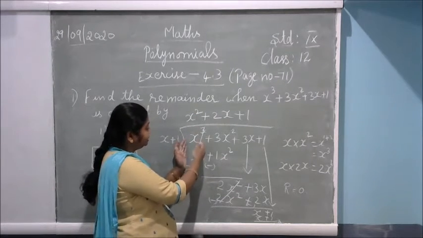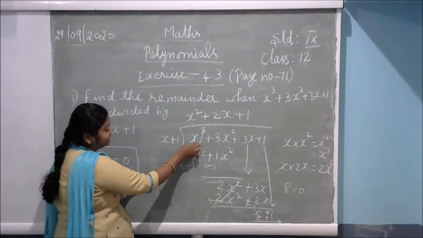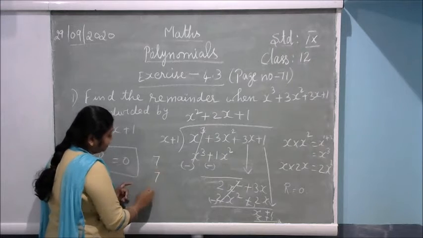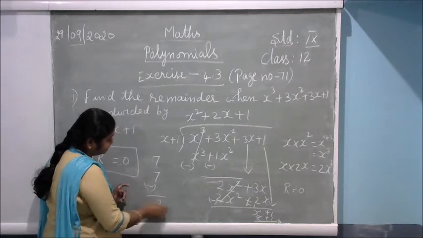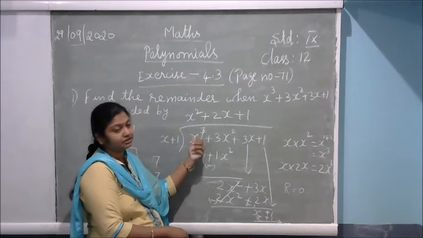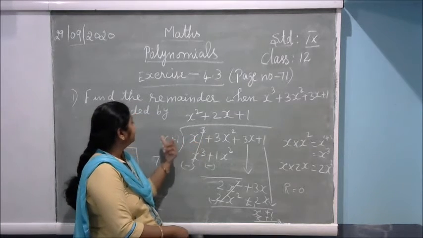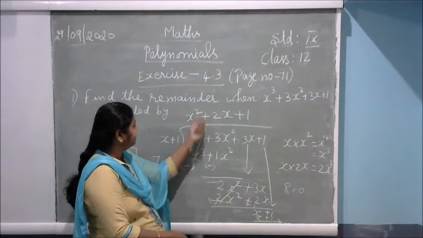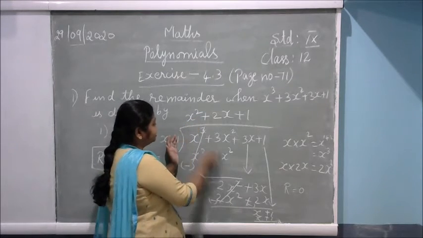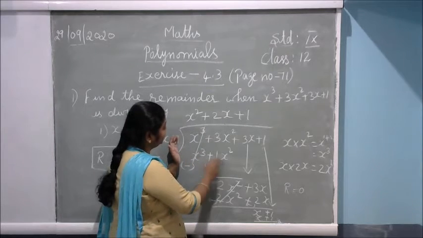cancel. For that, if both numbers, this number and this number, are the same, 7, and you subtract, then only you get 0, no? So like that, the first term you have to make it x cube, because the first term is your x cube. Okay, so x into x square, if you multiply, then only you get the x cube. So with the x square, the next term also you should multiply. That's why you got this one.